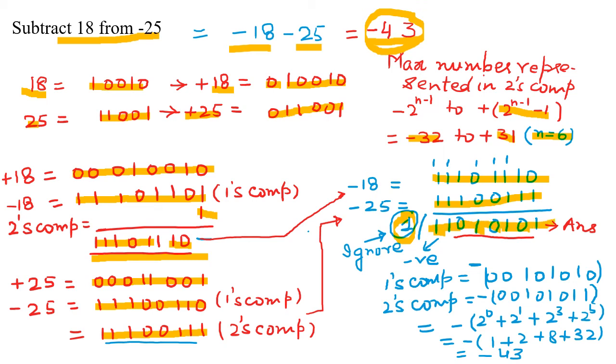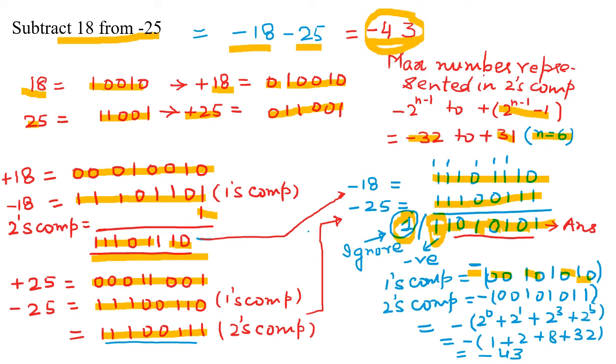Now, to cross verify our answer, we can convert it back to decimal. The first bit is a 1. It indicates the number is negative. So, we have to take the 2's complement of the result with the sign bit. That is, first convert it to 1's complement. That is, minus 11 corresponding 00. Then you have 01 corresponding 10. 01 again 10, again 01, so corresponding again 10.